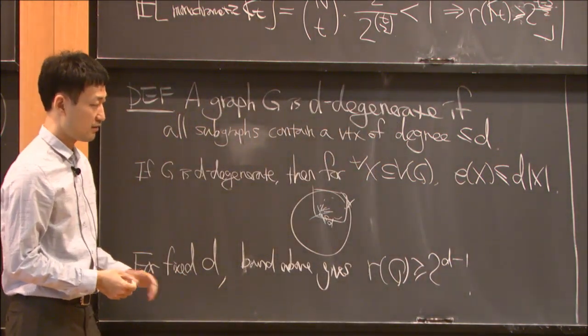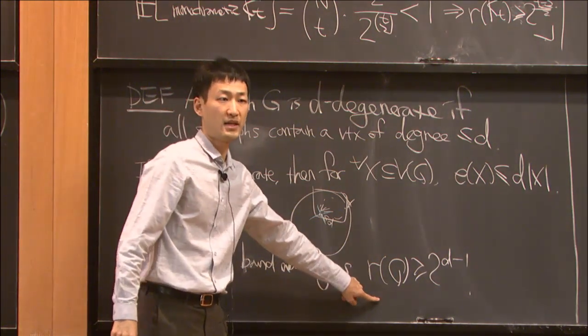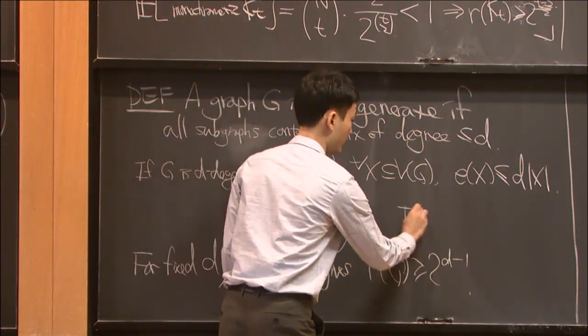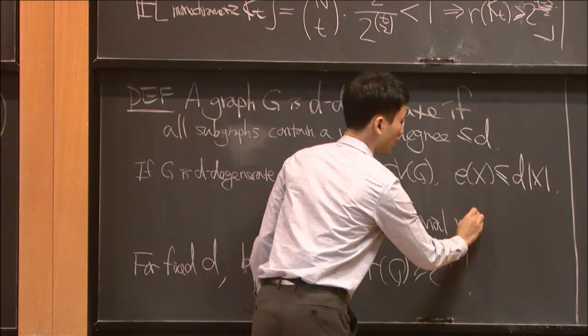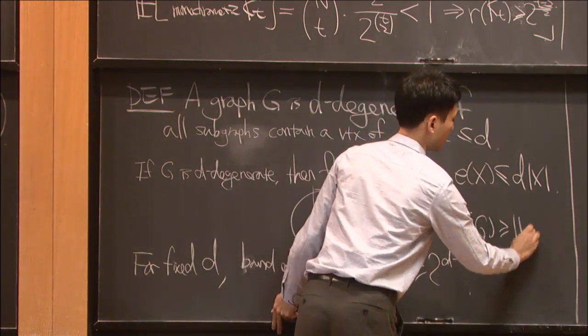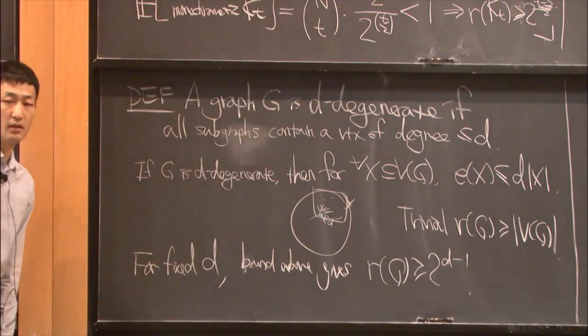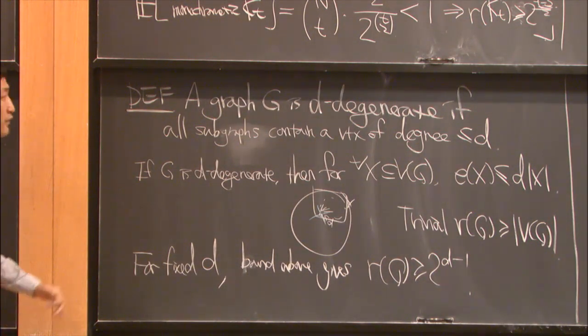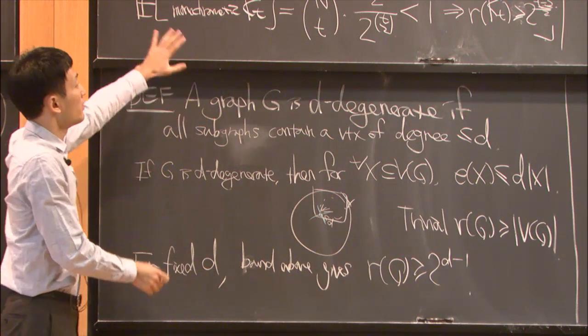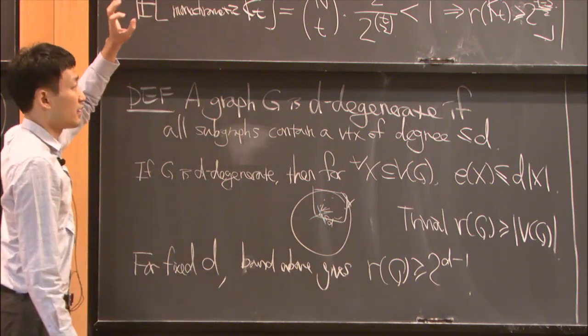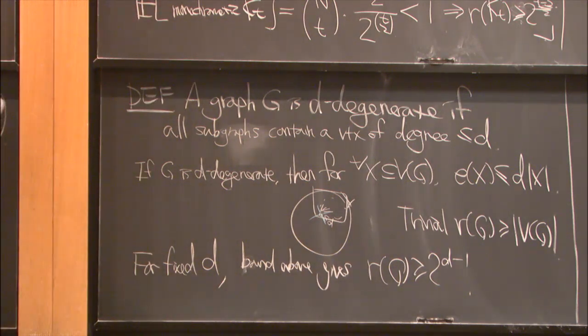But this is a really stupid bound because there's a trivial bound, R of G being at least the number of vertices of the graph itself. Okay? So for this class of graphs, the probabilistic method bound doesn't give any useful information simply because your given graph is too sparse.